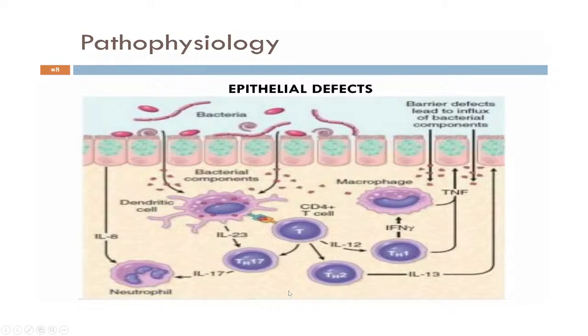So this is in a nutshell the pathophysiology of IBD. Basically, antigen enters and activates the immune system. In the immune system, what is activated? Dendritic cells, macrophages, CD4 T cells, which results in the production of multiple inflammatory factors such as interleukin 12, 13, interferon gamma, TNF alpha, and ultimately leads to mucosal inflammation.